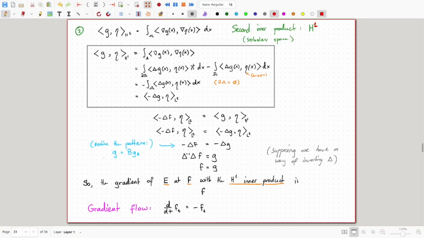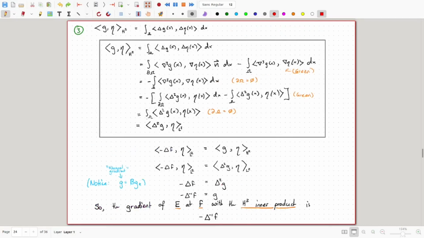So the gradient of our energy at the function f with the h1 inner product is just f. That's it. And so if we write our gradient flow down, the time derivative of f is equal to, when we're moving in the negative direction of the gradient, negative f of t. This is our gradient flow in the h1 inner product.